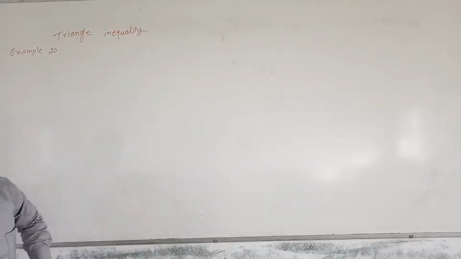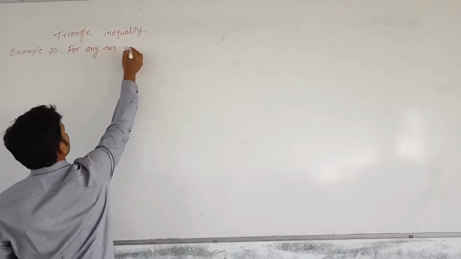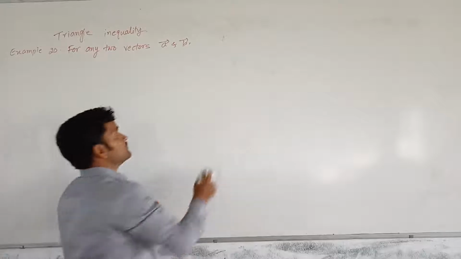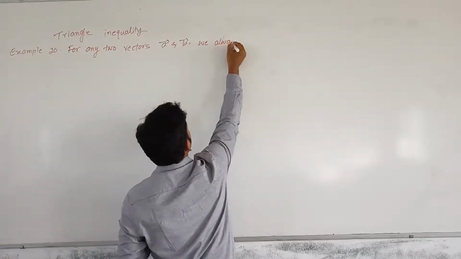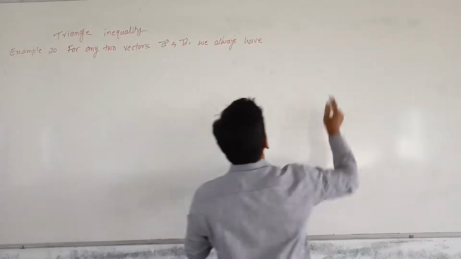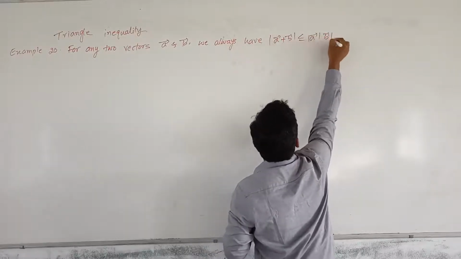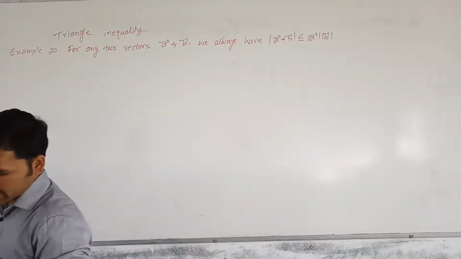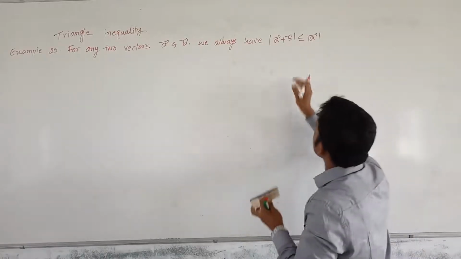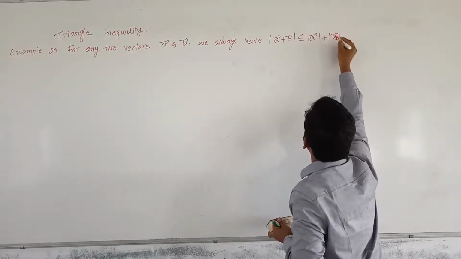Example 20. They are saying for any two vectors A and B, we always have the magnitude of A plus B is less than or equal to the magnitude of vector A plus the magnitude of vector B. Sorry, it is not into, it is plus. This is the triangle inequality.